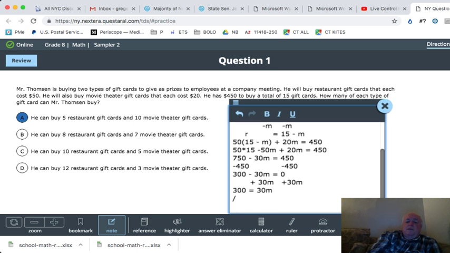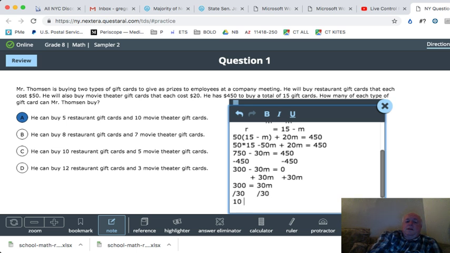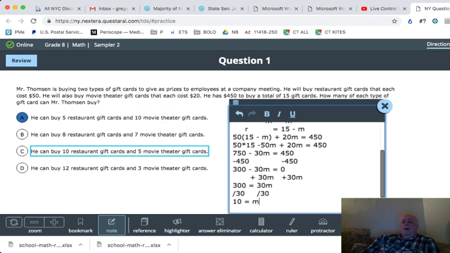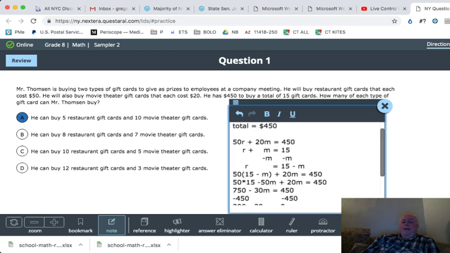And if we divide both sides by 30, we get 10 equals M. Okay? And the M represented the movie theater cards. But we come back to here, we see that it's 10 there. And if we come back to the original expression, any of these actually, it could be this one here. We feed M in there and we can figure out what R is. This one's simpler. If M is 10, then R must be 5.